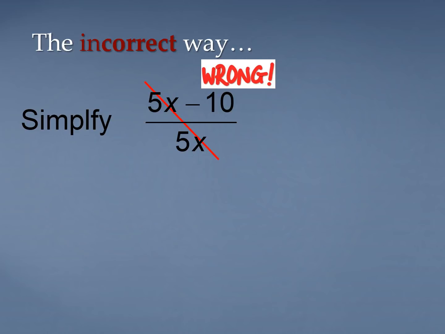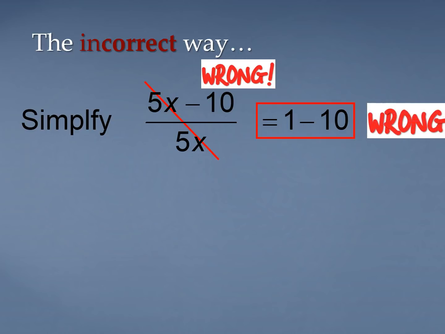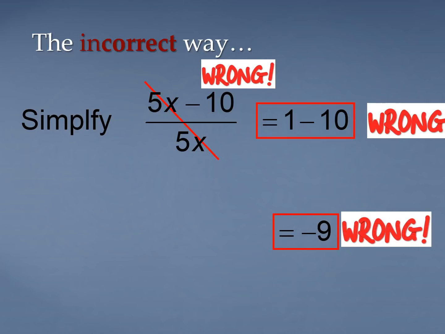But let's just see what happens if you kept going with this. It's going to be wrong, but let's see what happens. So let's say then you go, oh, okay, 5x over 5x, I get 1 minus 10. Nope, that's not going to work. Negative 9? No. Why? Because you canceled these two things out that you can't. These cannot be canceled out. Shame on you. Don't do that.